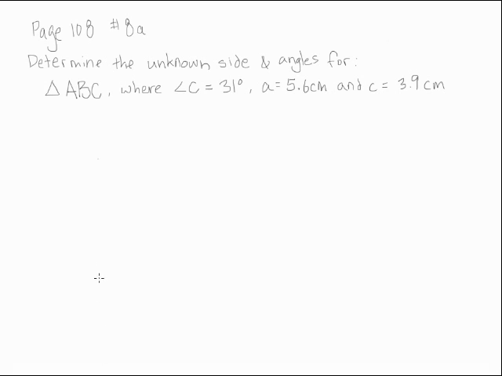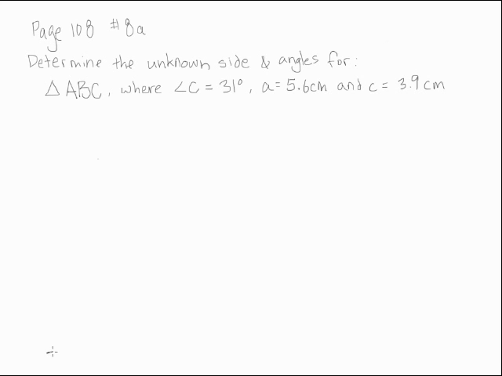Hello everyone, we are going to do one of the homework problems from page 108, number 8A. I know that all weekend you were doing math problems, so let's do one of them together. It says, determine the unknown side and angles for triangle ABC, where angle C equals 31 degrees, side A is 5.6 centimeters, and side C is 3.9 centimeters. So, let's solve that together.